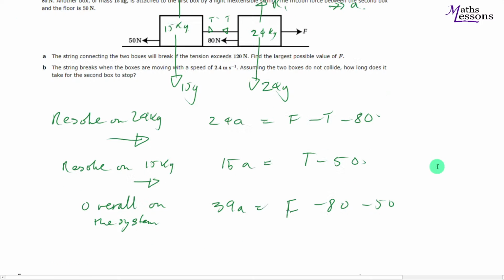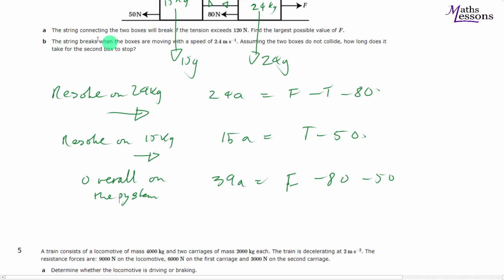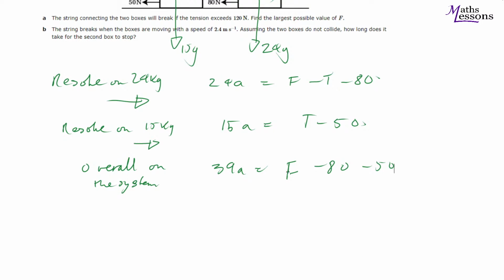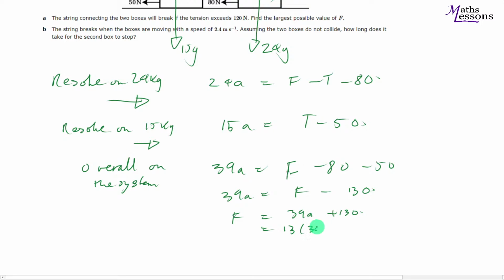So we can simplify that down to, let's get some more space in for our question. So we can simplify that down to 39A will equal F minus 130. So let's rearrange that. We get the friction is equal to 39A plus 130. Let's factorize that out. That's 13 times 3A plus 10.